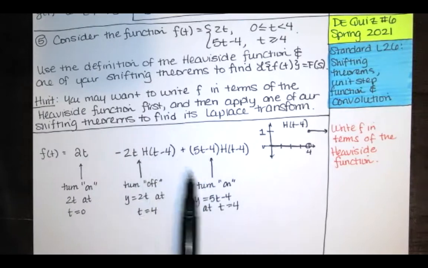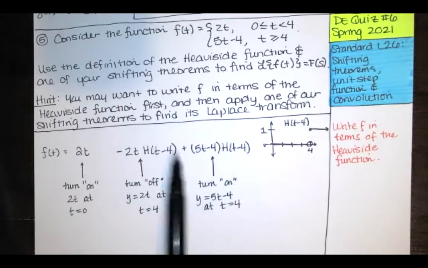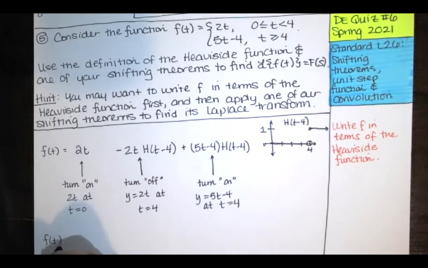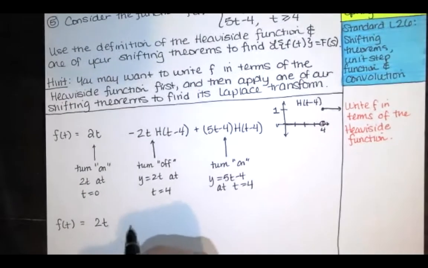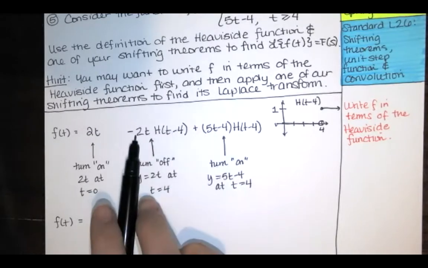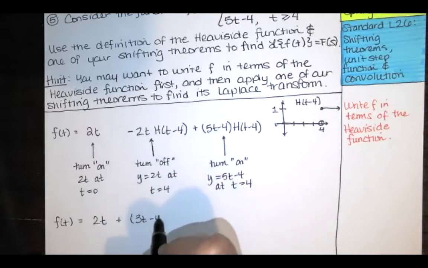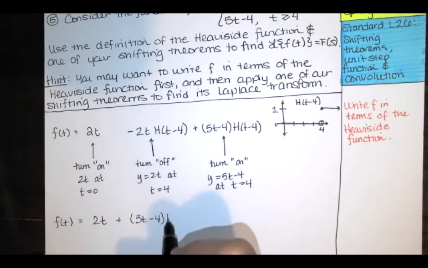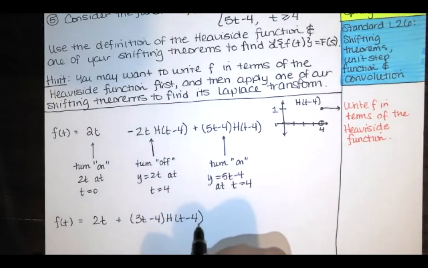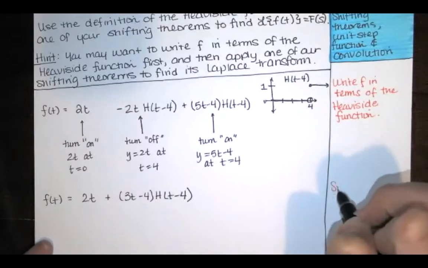But I've got some like terms here. I've got a Heaviside function here and a Heaviside function here. So I can add those polynomials out front to condense my f. So that's 2t plus this, 5t minus 4 minus 2t. 5t minus 2t is going to give me 3t. So I have 3t minus 4 times the Heaviside function at t minus 4. So that's my simplified version.